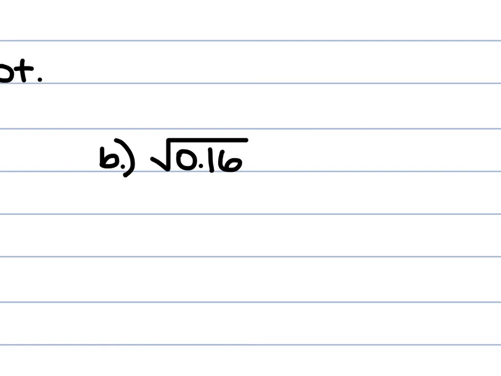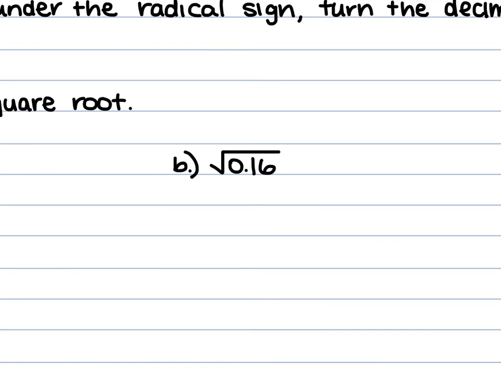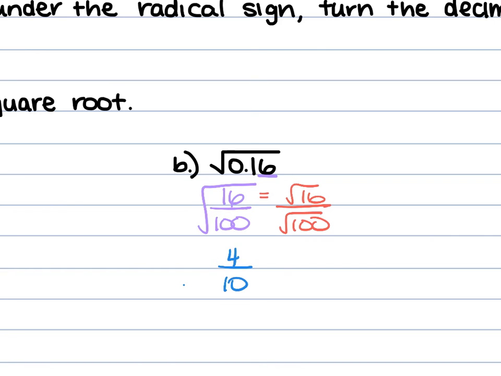For B, we have the square root of 0.16. So again, the 6 is in the hundredths place, so that's 16 over 100. Take the square root of that. The square root of 16 over the square root of 100. The square root of 16 is 4. The square root of 100 is 10. So 4 over 10 is equal to 2 over 5.